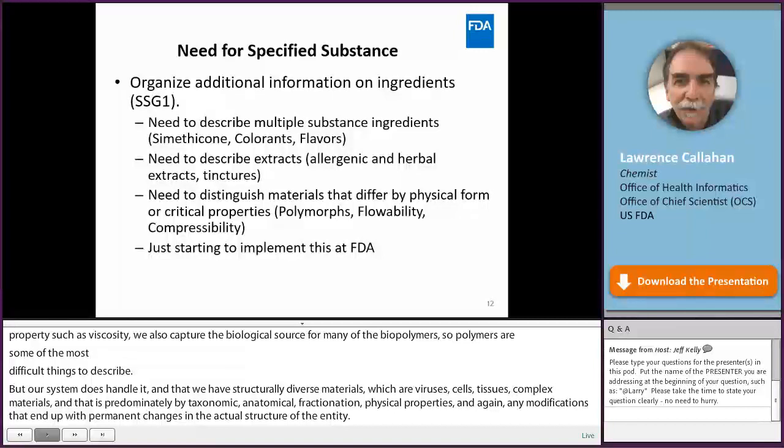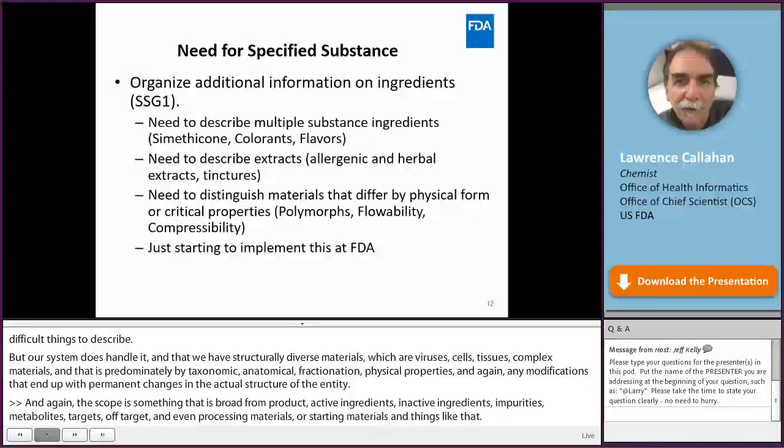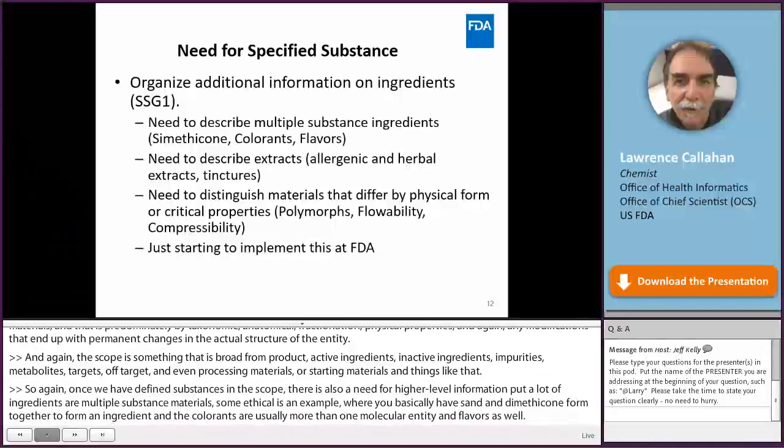So again, once we define substances in the scope, there's also a need for higher level information. A lot of ingredients are multiple substance materials. Simethicone is a perfect example where you have basically sand and dimethicone mixed together to form an ingredient. And colorants usually are more than one actual molecular entity, and flavors as well. So we need to have a level, and we call it specified substance group 1, that takes this into account. It also describes extracts, and it distinguishes things like polymorphs.